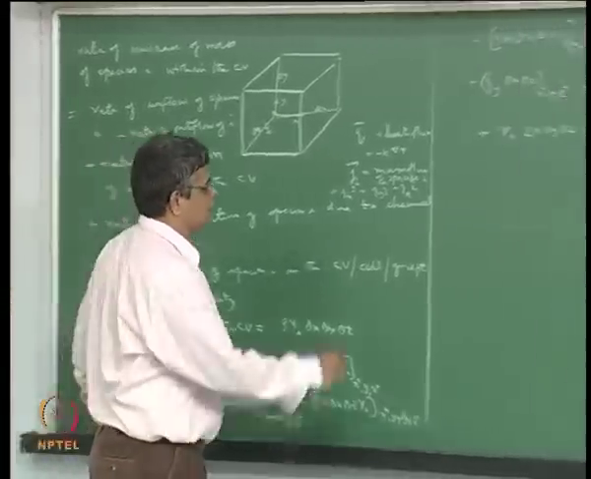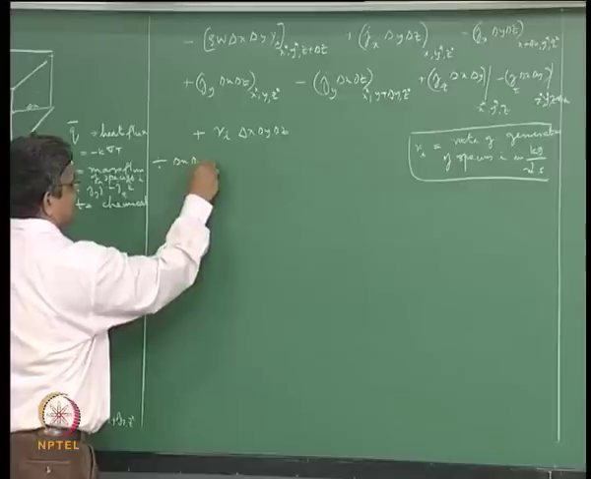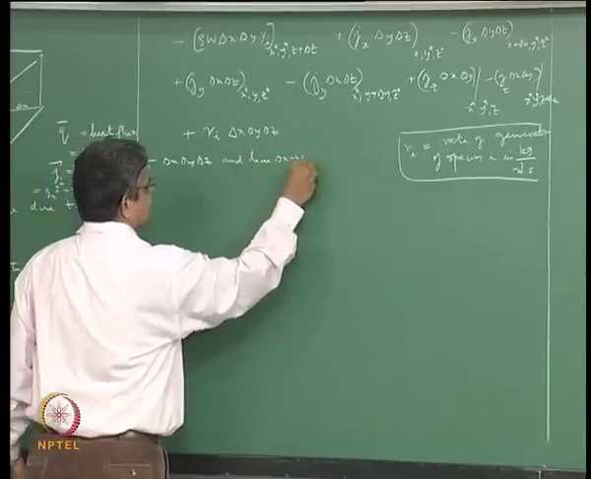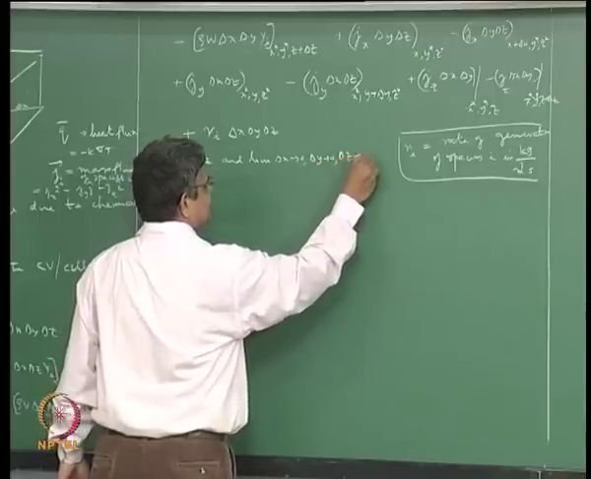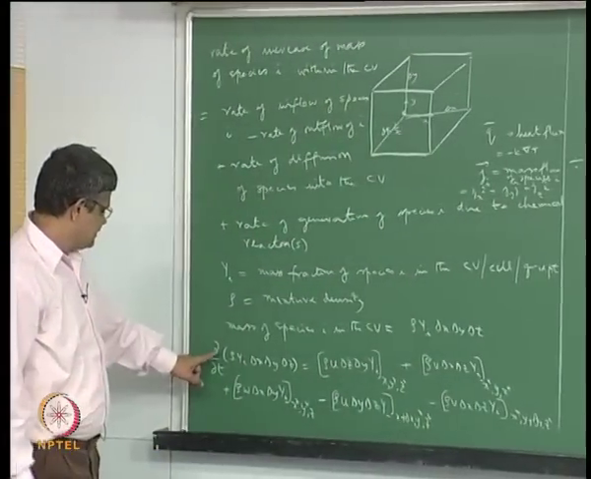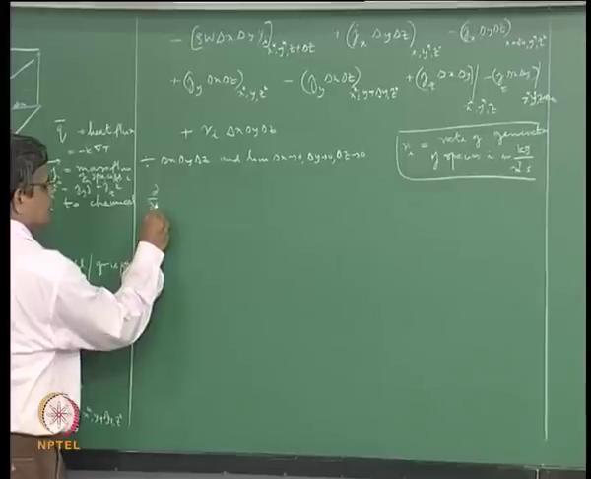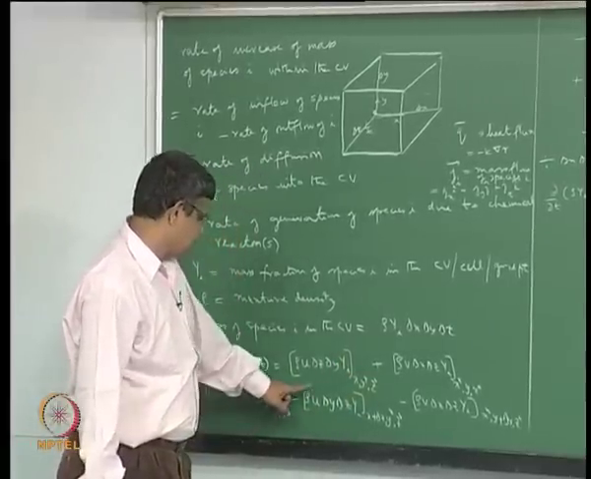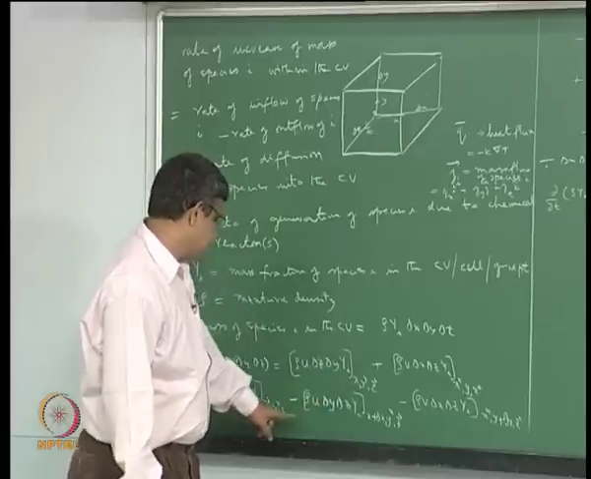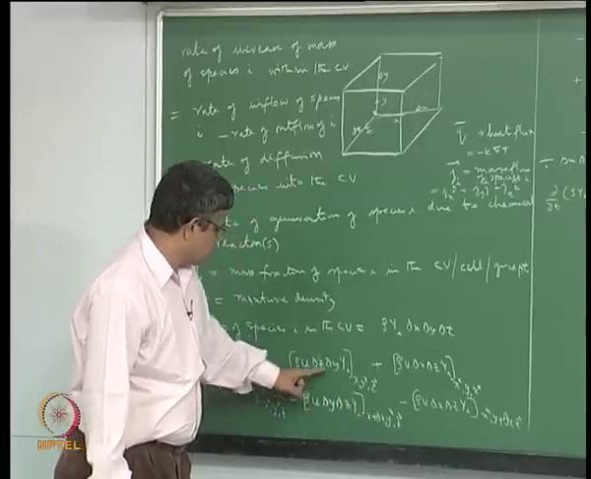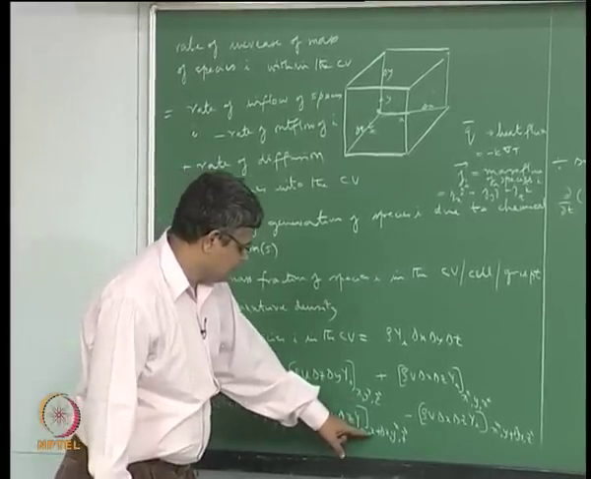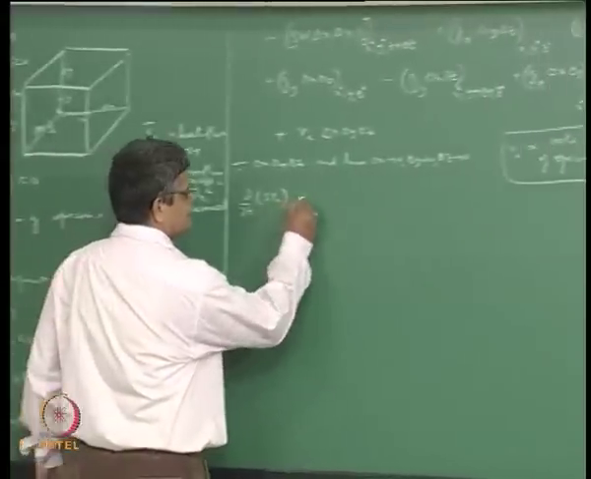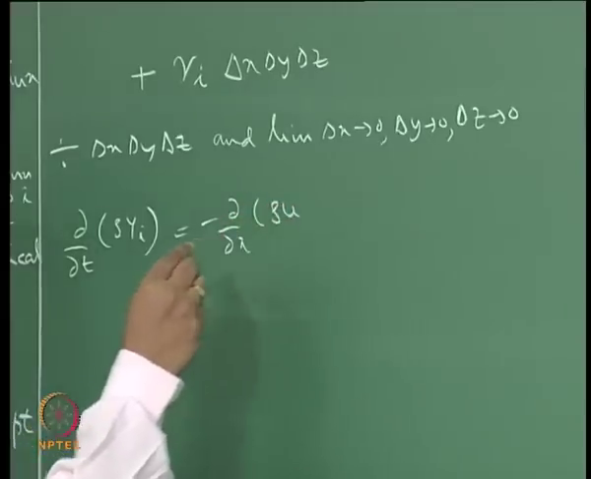As usual, we divide the whole equation by delta x, delta y, delta z, and take the limit as delta x tends to 0, delta y tends to 0, delta z tends to 0. If we do this, then the first term will give us dou by dou t of rho y I, and if we take this term and the corresponding term at x plus delta x, these two together will be rho u y I at x minus rho u y I at x plus delta x divided by delta x in the limit as delta x tending to 0. So these two together will give us minus dou by dou x of rho u y I.